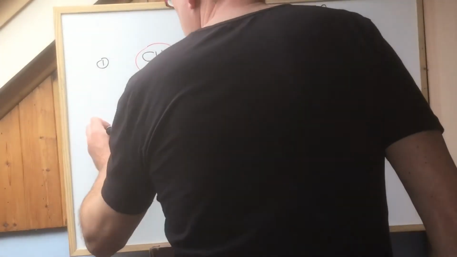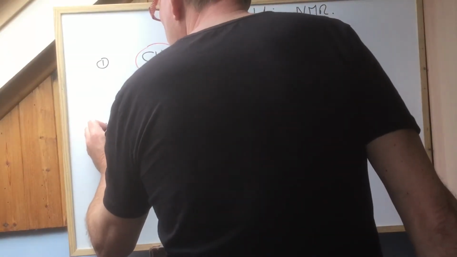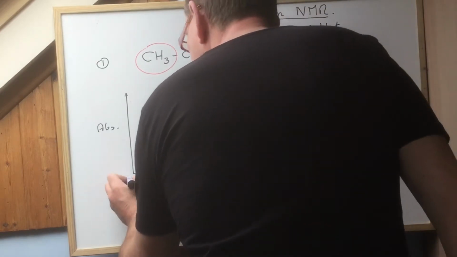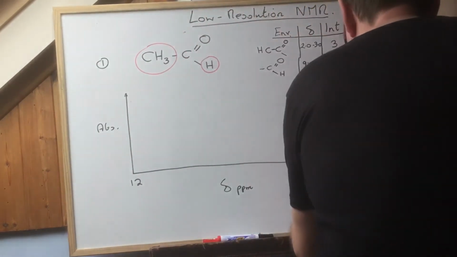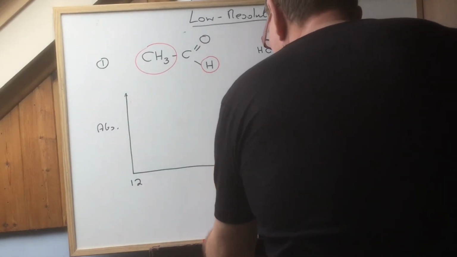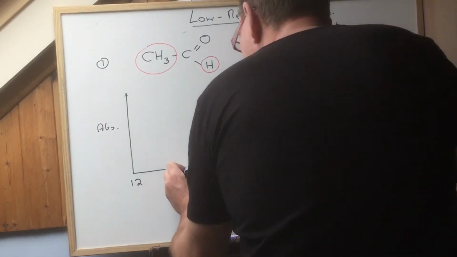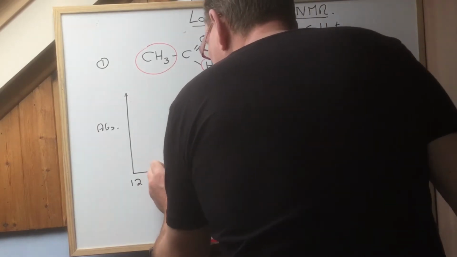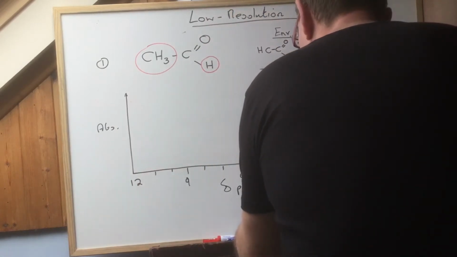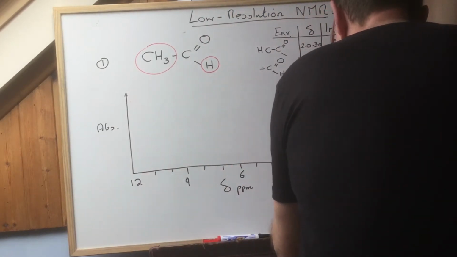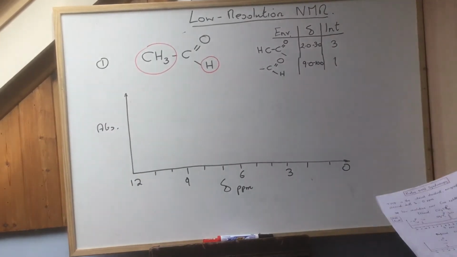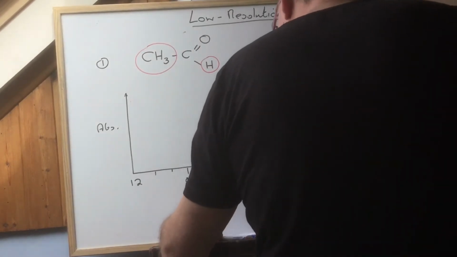So up the side, what is it? I don't know, the absorbance or something, I'm not interested. Chemical shift, ppm, okay, 12, 0. Normally, well, we'll do 6, 3, 9, 7, 8, 9, 10, 11, 3, 4, 5, 1, 2. Alright, there you go. Right, what we're going to get. So low res, sticking with low res.